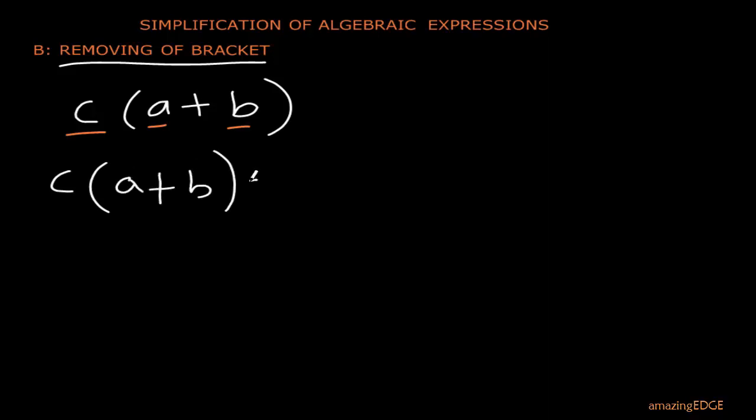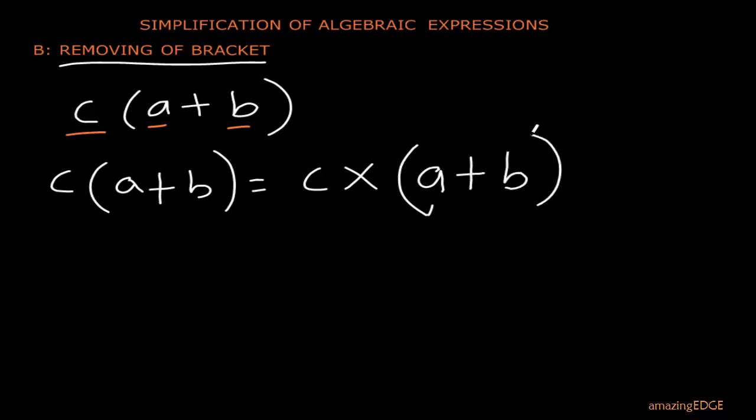is the same thing as saying C times A plus B. So whenever you see a term before a bracket, it means that that term is multiplying the terms inside the bracket. So it's the same thing as C times A plus B. So in handling this kind of situation, how do we do that?